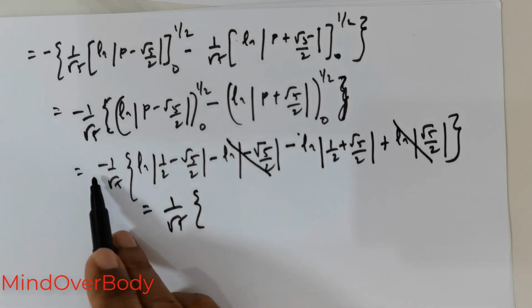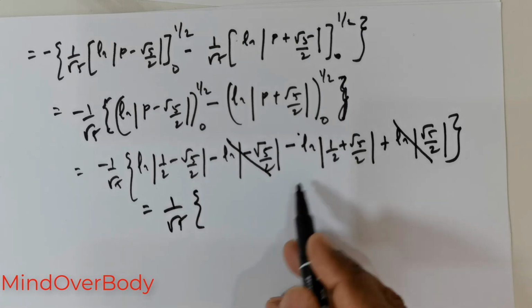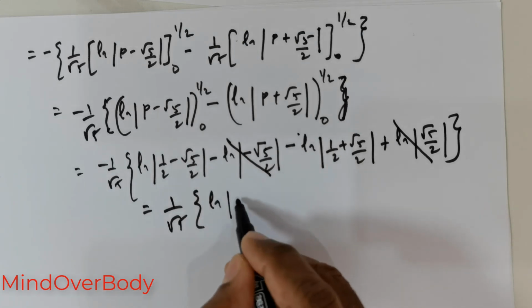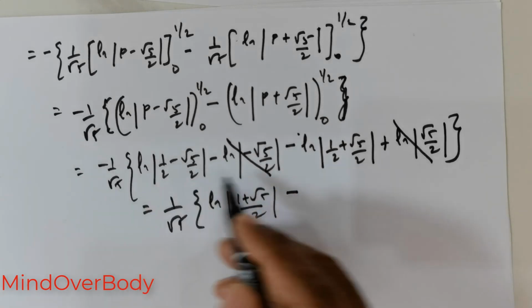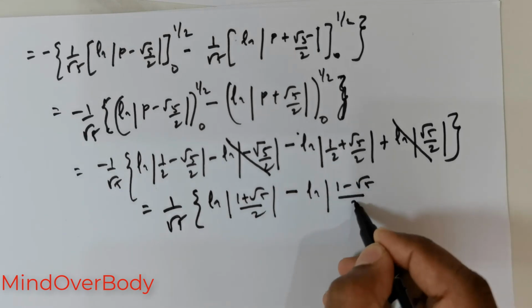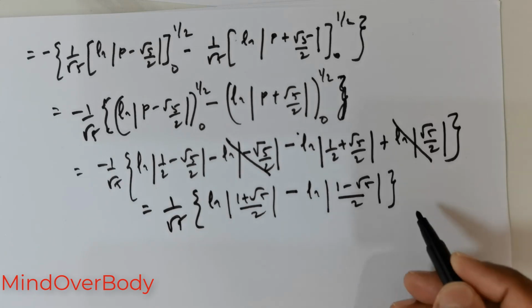Now I would like to bring in the negative sign inside. If I were to do that, this would become ln modulus of (1 plus root 5 over 2), followed by negative ln of (1 minus root 5 divided by 2). So this is what we have got.